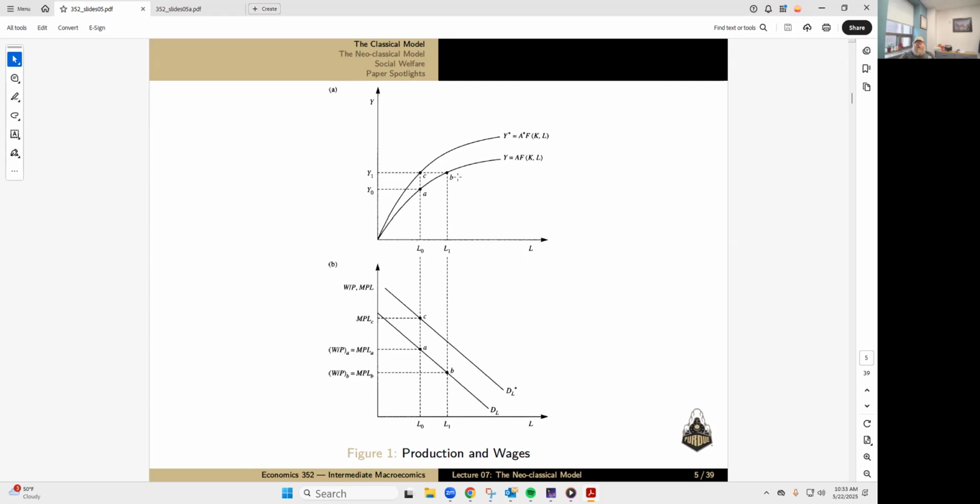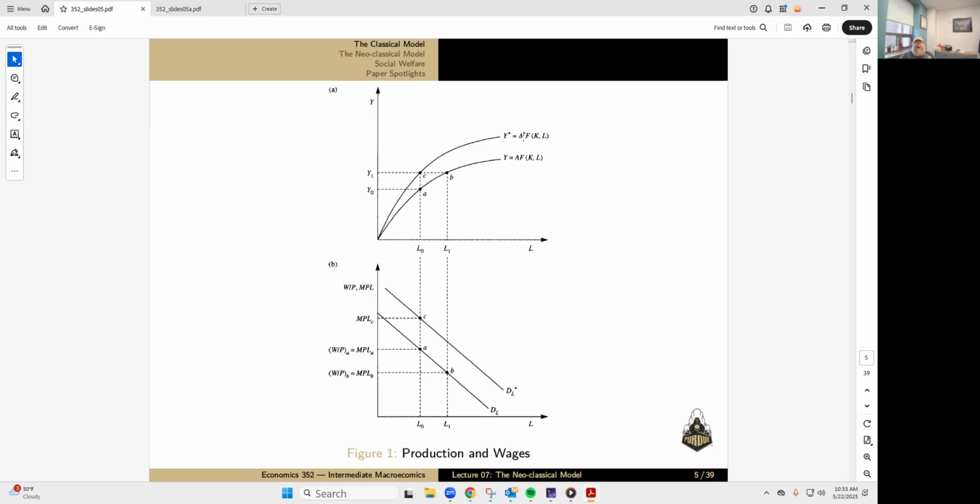So the first derivative of the production function is positive. The second derivative of this production function is negative. So it's increasing at a decreasing rate. So we have nice, well-behaved production functions. And then the idea here is, let's imagine a world in which there's an increase in total factor productivity.